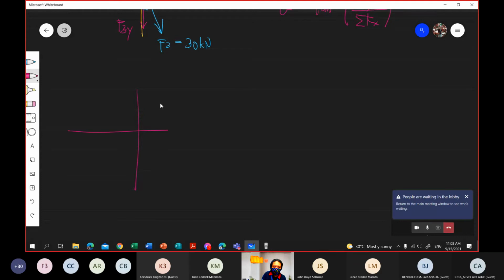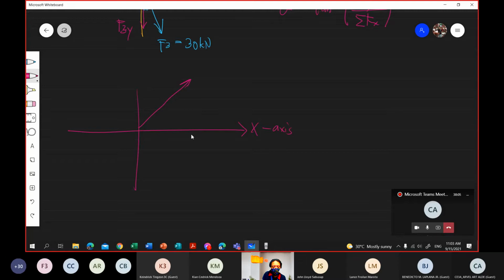So, if this is your Cartesian plane, the rectangular coordinate system, the angle you input is always measured from the positive x-axis. This is your x-axis, and this is the positive x-axis right here, right? So the angle you input is always measured from here, counterclockwise, up to the force. Always measured from the positive x-axis counterclockwise.